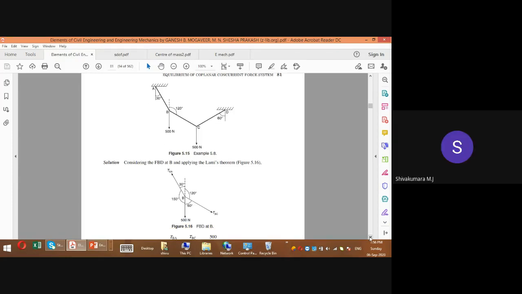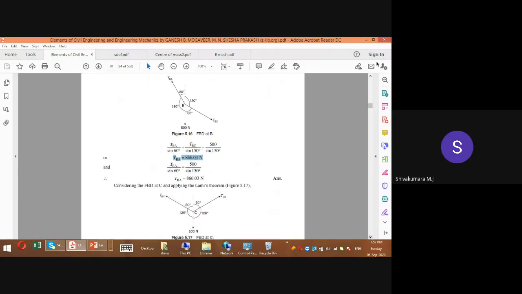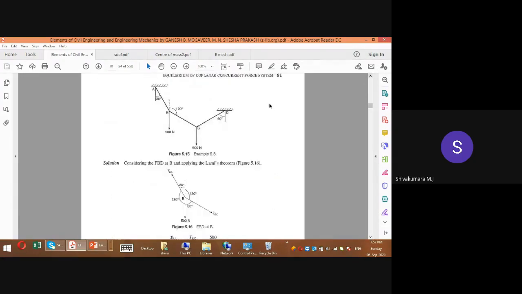After writing this expression, TBA by sine 60, TBC by sine 150, 500 by sine 150, you use only two terms at once. TBC by sine 150 equals 500 divided by sine 150, so you will get the value of TBA as 866.03. Use this value and compute only these two. So we are done with TBA and TBC in the original figure. We'll have to determine TCD, right? So what should we do now?